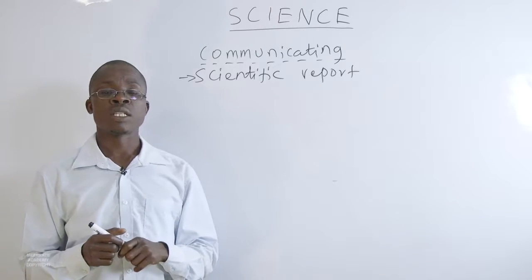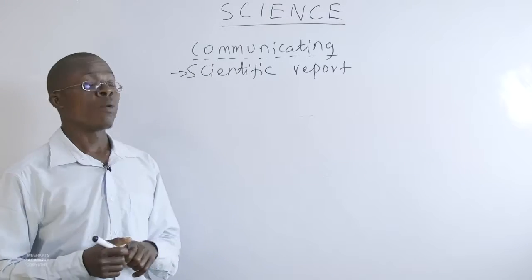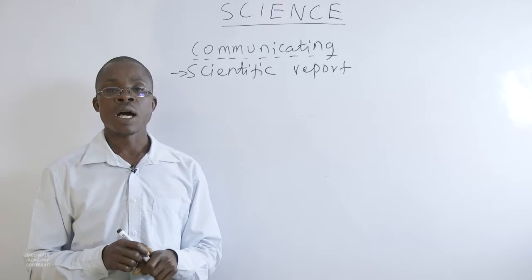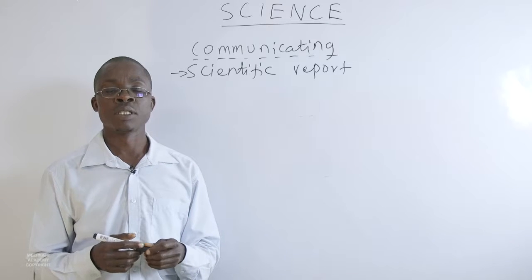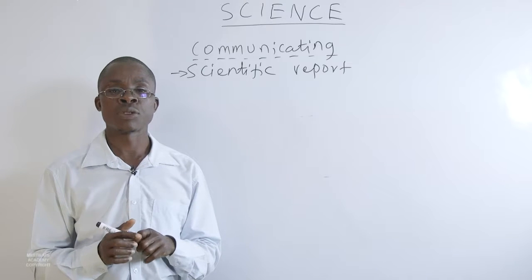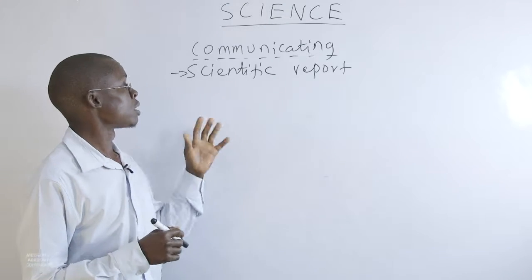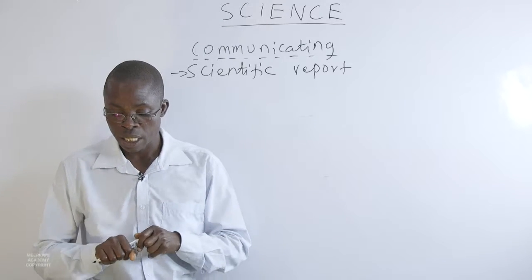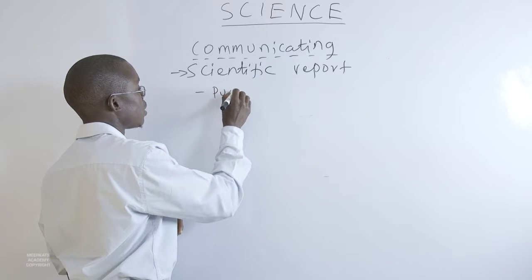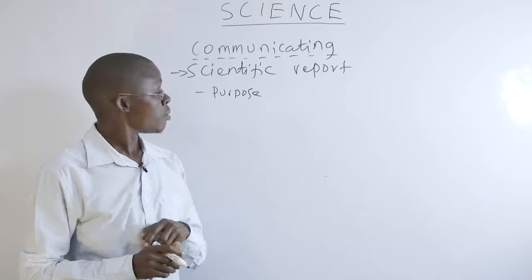with how to write the scientific report, in writing the report, as I've just said, we need headings, and these headings are very particular. Being particular means every heading has its own content it's supposed to carry. The first heading we have in our scientific report writing is the purpose. So number one is the purpose. Our first heading is purpose.